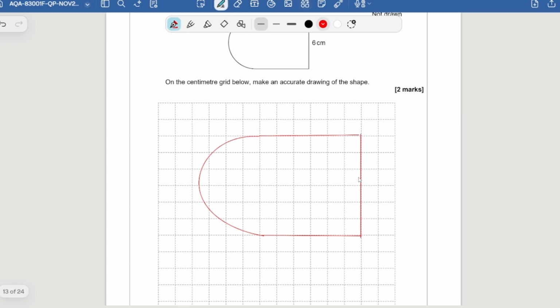We can mark the side length. This is 6 centimeters, 6 centimeters, 6 centimeters. And the diameter here is again 6 centimeters, the total length here.